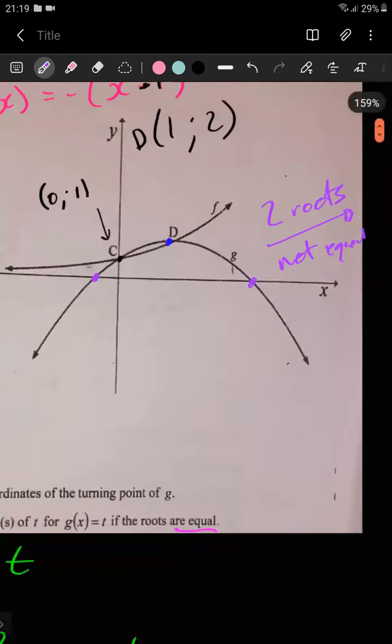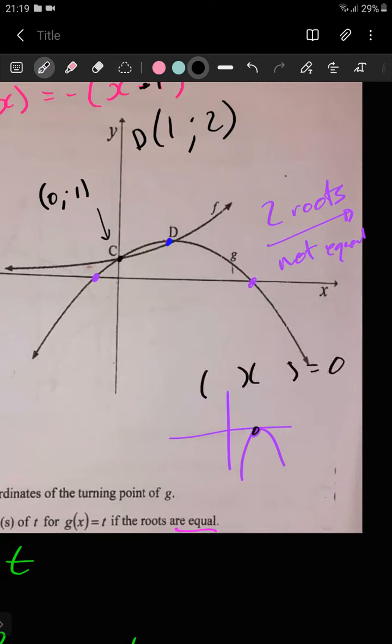However, a scenario where you have roots that are equal is literally a scenario where your parabola has a turning point at an x-intercept, because when you factorize the equation of this parabola, these two brackets would be exactly the same. So in our case, for this graph to have two roots that are equal, its turning point will have to be at the x-axis.